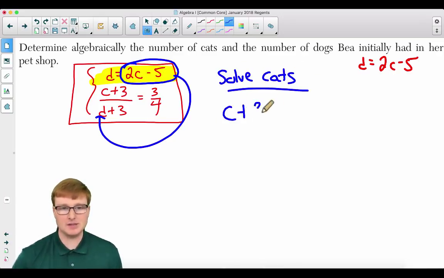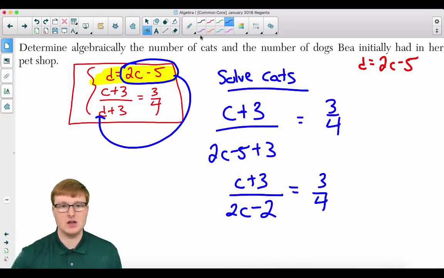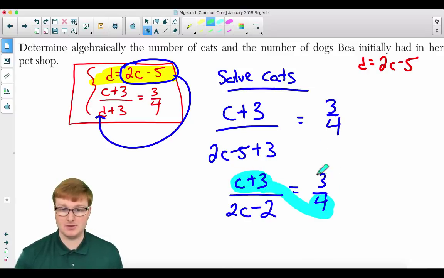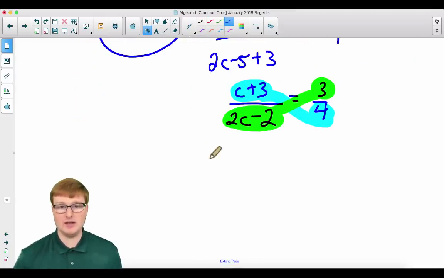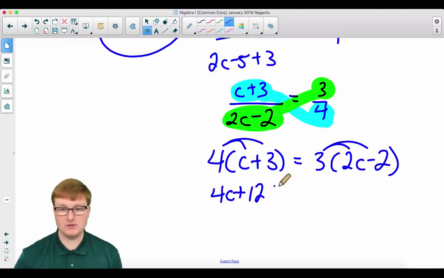Solve cats. So we have C plus 3 divided by 2C minus 5 plus 3. That is equal to 3/4. Let's see. This is C plus 3 divided by 2C minus 2. That equals 3/4. We are now going to cross multiply. So we get 4 times C plus 3 is equal to 3 times 2C minus 2. Now we're going to solve for C. Distribute the 4. Distribute the 3. We get 4C plus 12 is equal to 6C minus 6.